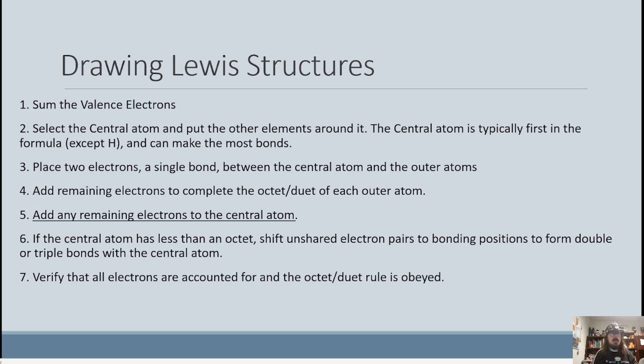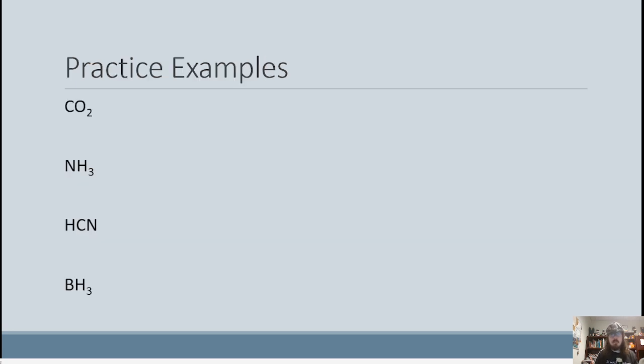The often forgotten last step involves testing it, making sure that, yes, indeed, all electrons are accounted for, that all of our octet duet rules are obeyed. If you haven't done this, you can easily make simple mistakes. Math errors abound. So let's look at these guys.